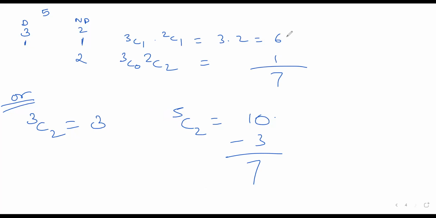तो एक से आए, एक से ना आए, 6 वेज. दोनों से आए 1 वे. टोटल वेज 7. अल्टरनेटली 5 में से 2 बल्ब कैसे सिलेक्ट करेंगे? 5C2 10 वेज में.